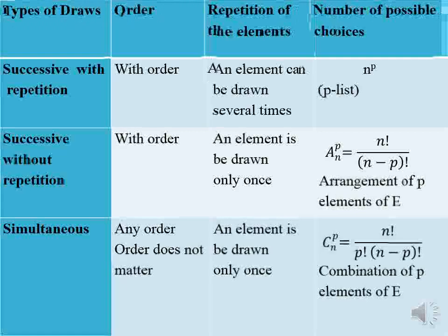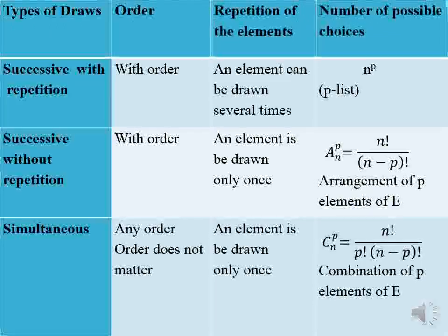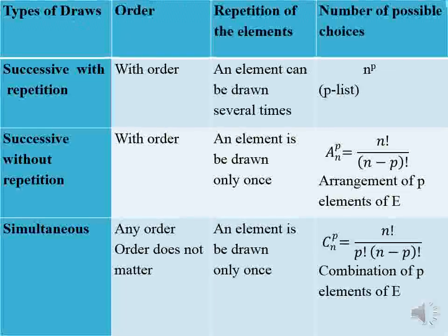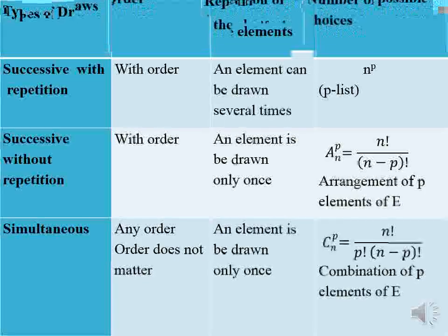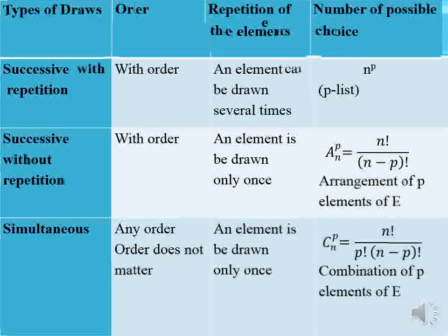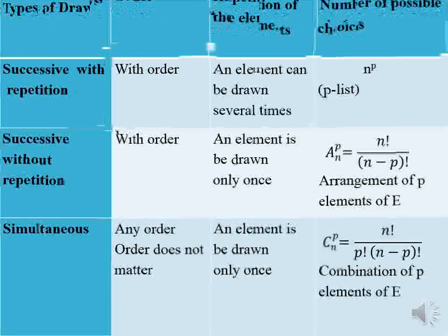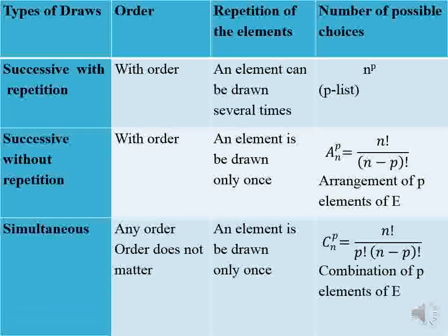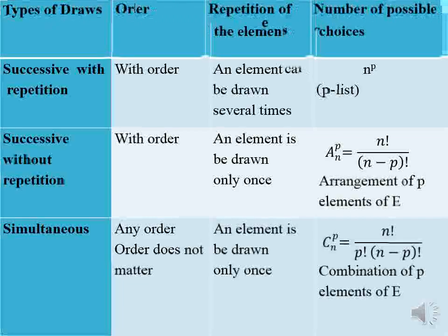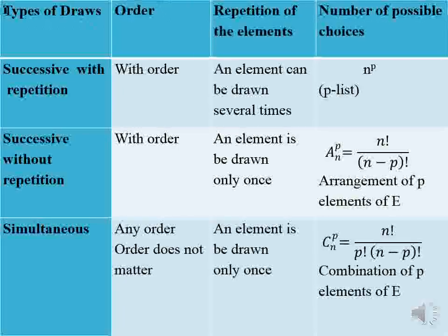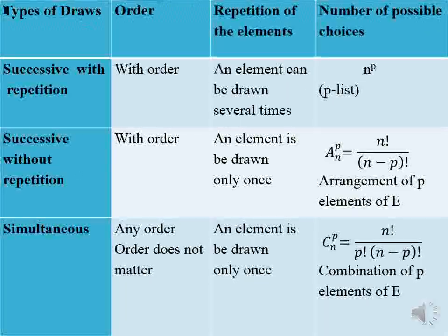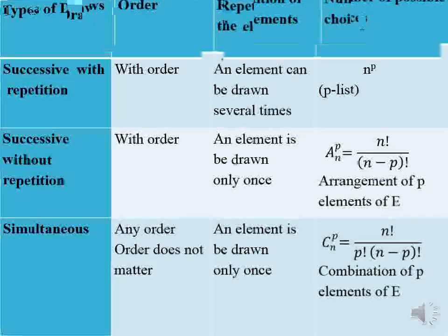An element can be drawn several times. What do you mean by repetition? An element can be drawn several times. Repetition not allowed: an element is drawn only once. Simultaneous, also an element is drawn only once. Look at the number of possible choices, n power p. This one is called p-list. Arrangement of p elements of E, combination of p elements of E.